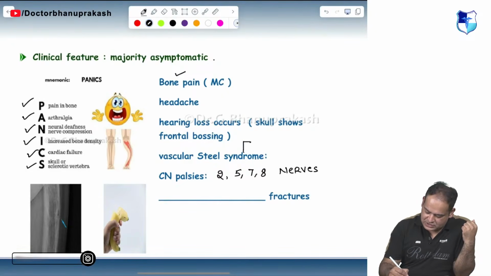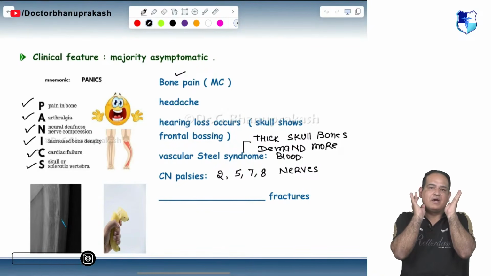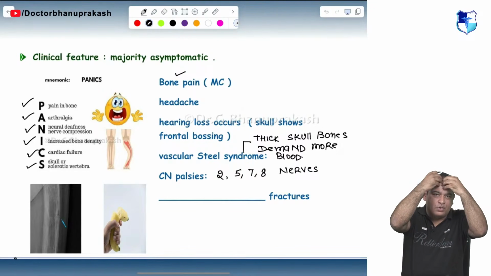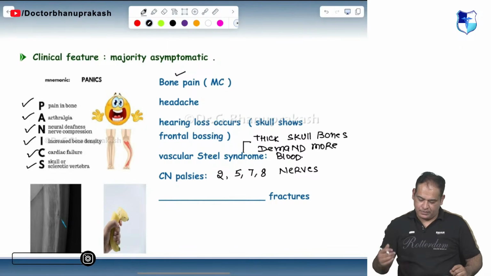Vascular steal syndrome. Thick skull bones demand more blood. Blood that was supposed to go to the skull and brain goes elsewhere. Less blood goes to the brain and more blood goes to the bones.